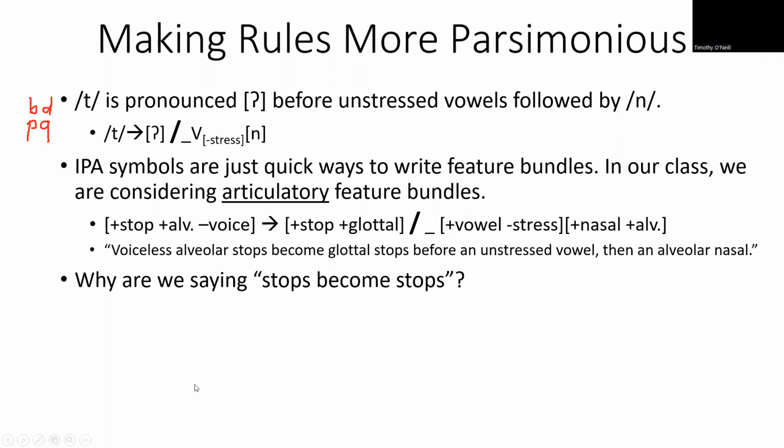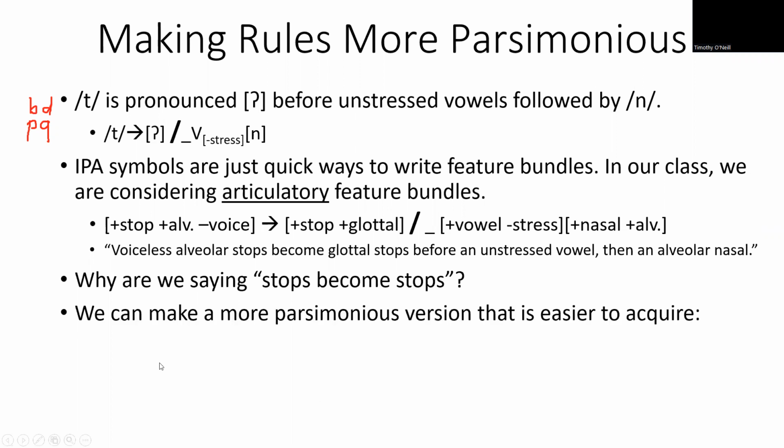Stops are already stops. So we can make a more parsimonious version, and that will make it easier on the babies. When the babies have to learn a whole language in 5 years, they don't have to memorize something silly like stops become stops. So first thing we do is we get rid of that extra stop, right?